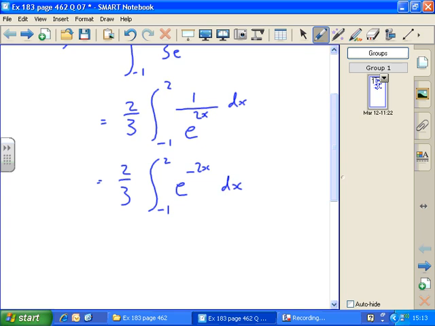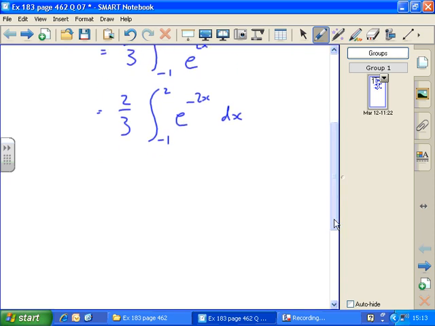Now, when we perform the integral here, the -2 comes out and goes underneath, but the power stays the same. So this becomes 2/3 times -1 over 2, e to the -2x between -1 and 2. The -2 comes out and goes underneath, so I've got -2 underneath, which is effectively -1/2.